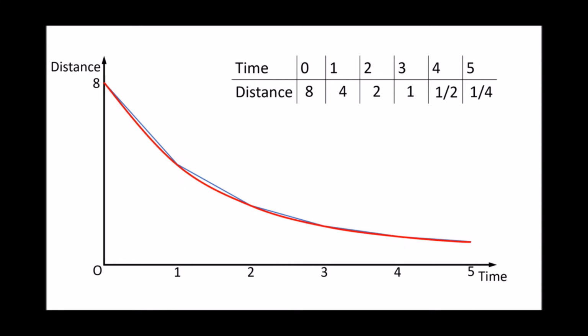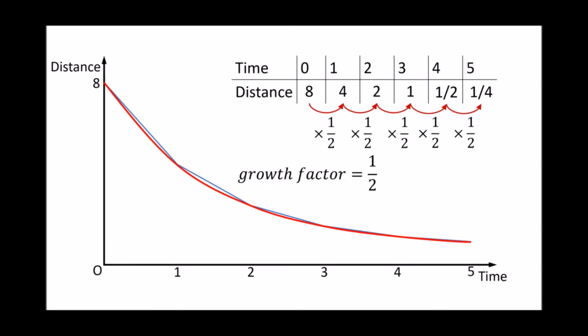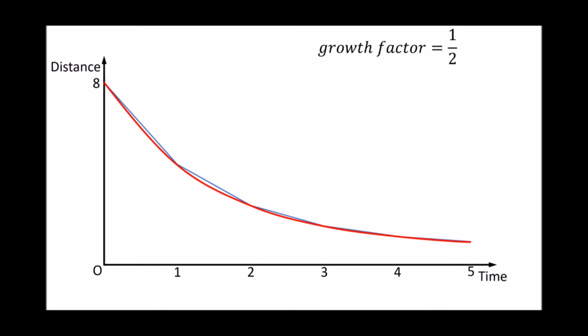Now let's have a look at a table for that. So I put those halved distances in there, 8, 4, 2, 1, a half and a quarter. And we see that every step of the way we do times a half, obviously. So the growth factor is a half. So rather than making this graph, looking at the table, let's see what we can do using only this growth factor.